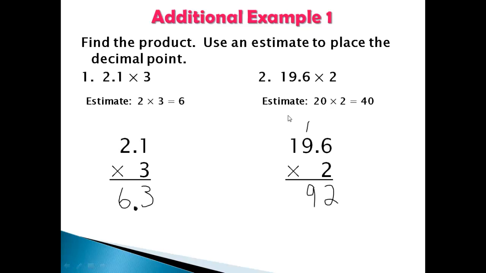Write our 9, carry our 1. And 2 times 1 is 2, plus 1 is 3. Now we need to place our decimal point. We know our answer should be about 40, so our decimal is going to go in between the 9 and the 2, because that would give us an answer of 39 and 2/10.